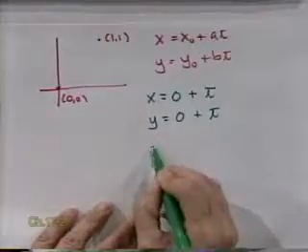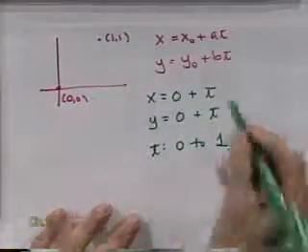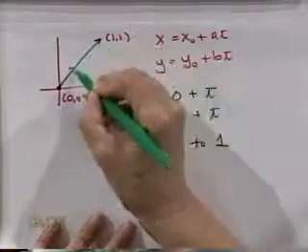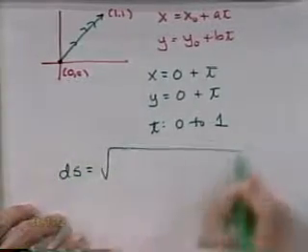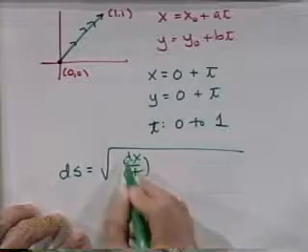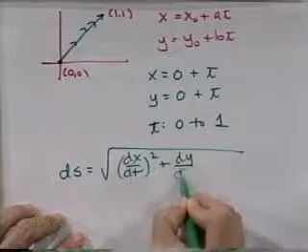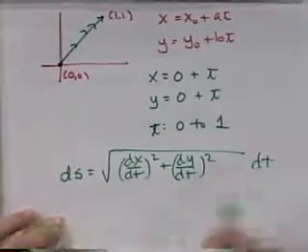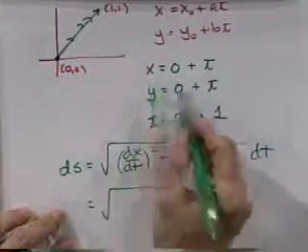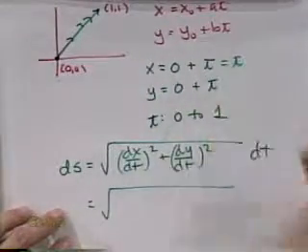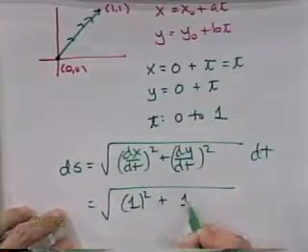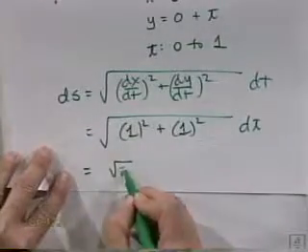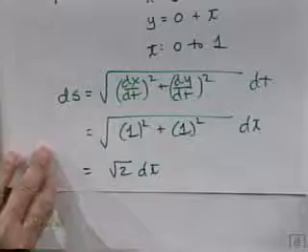And t is ranging from 0 to 1 as we go from this point to that point. Now we've got to figure out what is our ds. Remember, ds is the square root of (dx/dt) squared plus (dy/dt) squared, dt. So if x is t, dx/dt is 1. If y is t, dy/dt is 1. And so we have the square root of 1 plus 1, which is the square root of 2, dt.